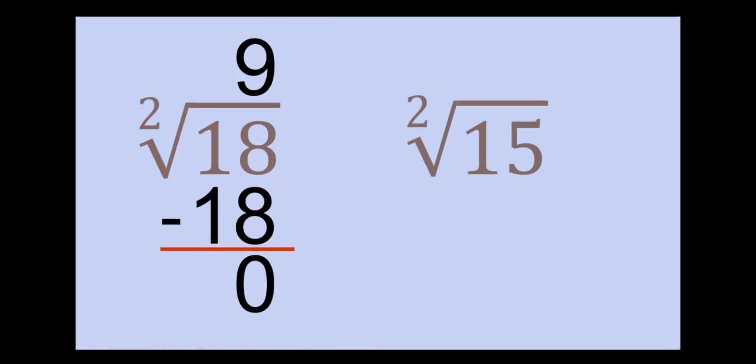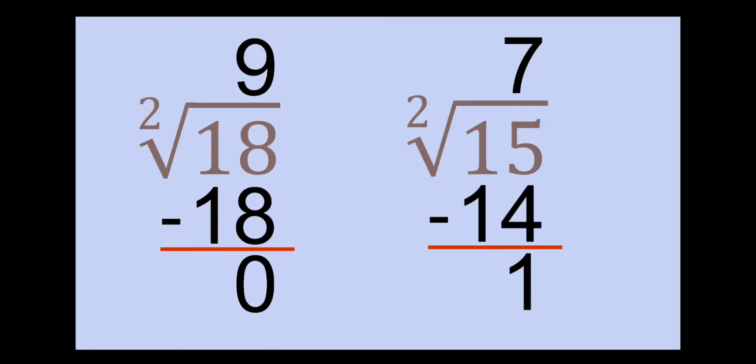Let's check whether 15 is an odd number or an even number. 15 divided by 2, 2 times 7 is 14, and when we subtract we get the remainder of 1. Therefore, it is an odd number.